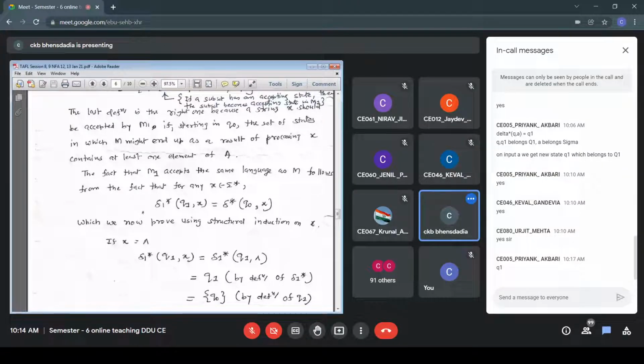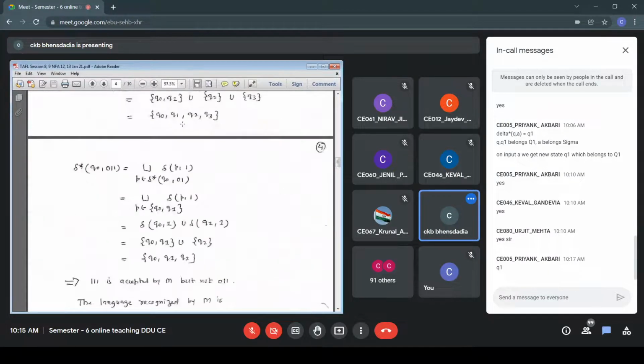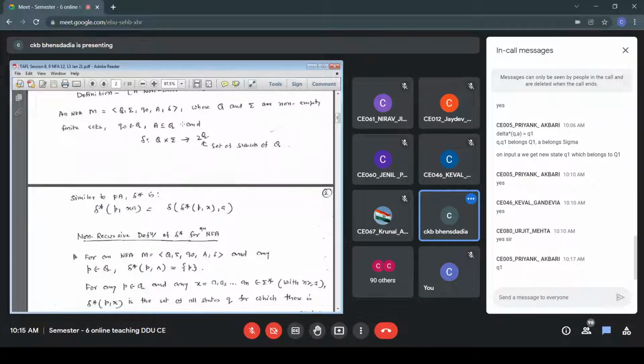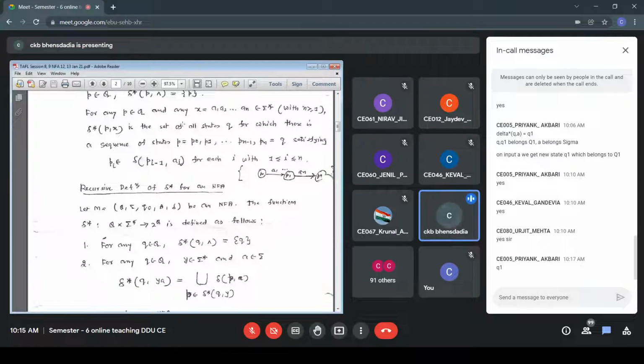Recursive definition of delta star, that is for NFA. If you recollect statement number 1, recursive definition of delta star for NFA. Let me go back if I can show that for you. Rule number 1, recursive definition of delta star for NFA. Delta star q null is set q. That is rule number 1. That is my terminating condition. Defining delta star for NFA, rule number 1, delta star q null is set q.